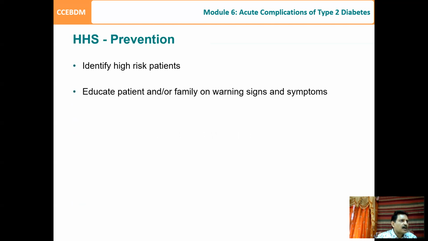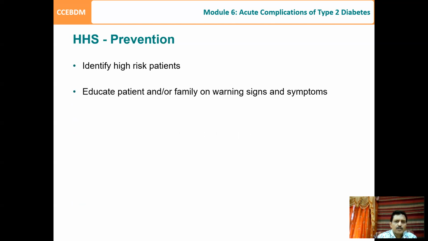Identifying the high risk patient is very important, and we have to educate the patient and the family about this important disease, because this particular condition is associated with a lot of morbidity and mortality, and the mortality is higher compared to DKA subjects.